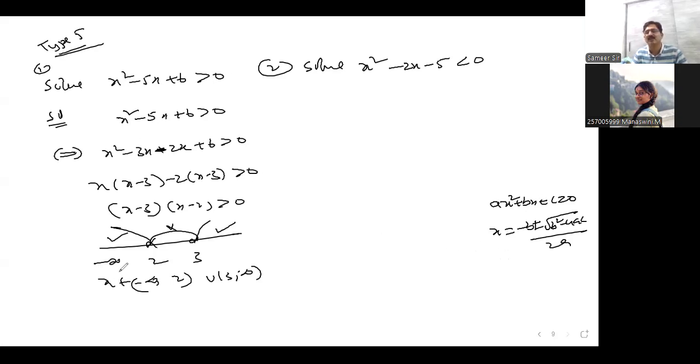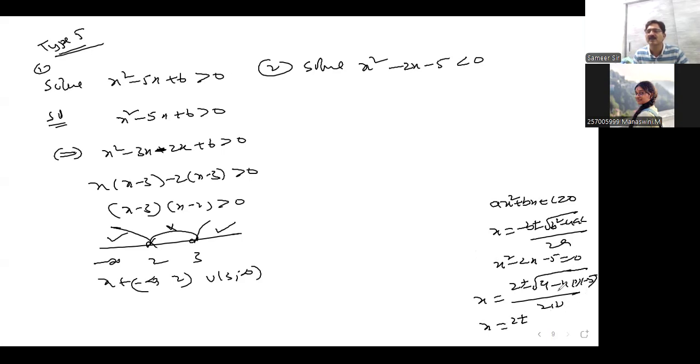Factorization, if possible, do like this. If not possible, do in this way. What has he given? Better take it like this first: x square minus 2x minus 5 equal to 0, and write here. x is equal to 2 plus or minus root of b square minus 4ac, where c is minus 5, by 2a.